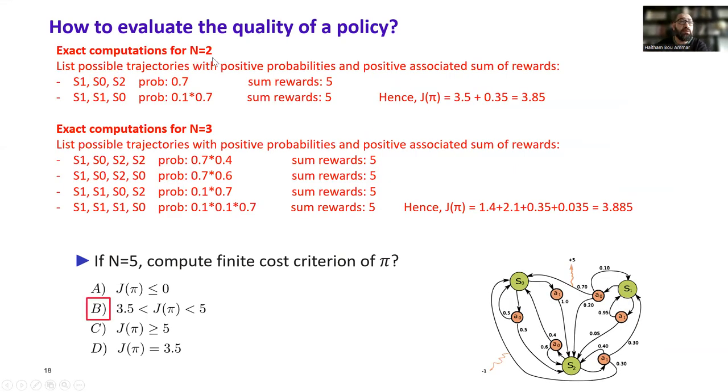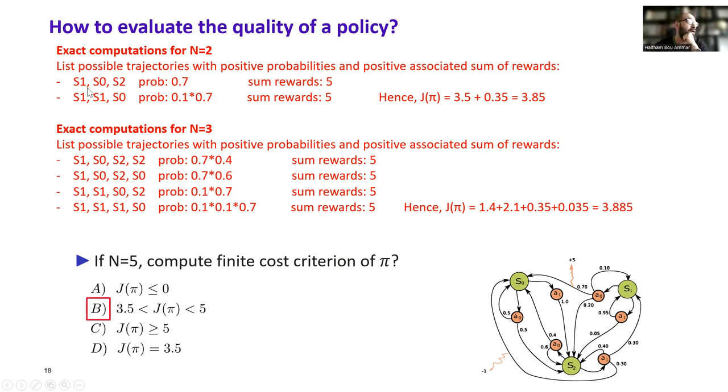So that's why for n equals 2, we have simply listed all the trajectories of length 3 that we can take, because we start from 0. So we listed, okay, we can go from S1 to S0 to S2. And that will happen with a probability of 0.7, because going from S1 to S0 by action A0 is 0.7, and going from S0 to S2 with action A1 is just 1. So it's 0.7 times 1, which is 0.7. And the sum of reward here you would get was actually plus 5.